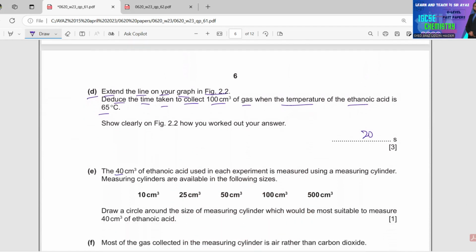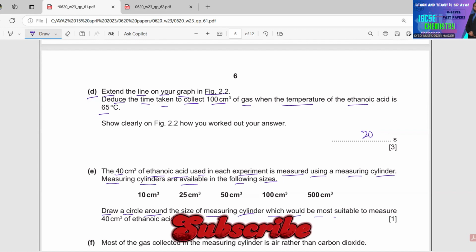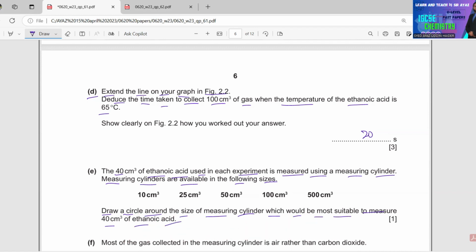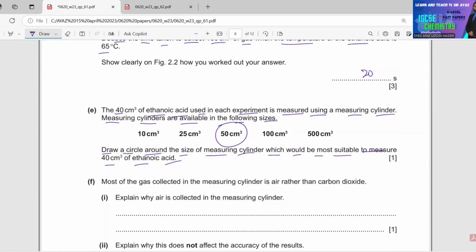The 40 centimeter cube of ethanoic acid used in each experiment is measured using a measuring cylinder. Measuring cylinders are available in the following sizes: 10 centimeter cube, 25 centimeter cube, 50 centimeter cube, 100 centimeter cube, and 500 centimeter cube. Draw a circle around the size of measuring cylinder which would be most suitable to measure 40 centimeter cube of ethanoic acid. Definitely 50 centimeter cube because the volume is 40 centimeter cube.